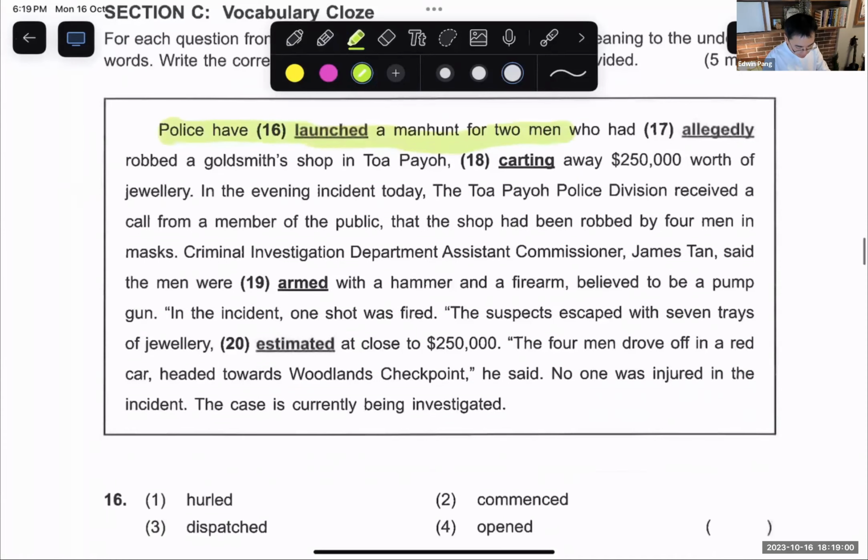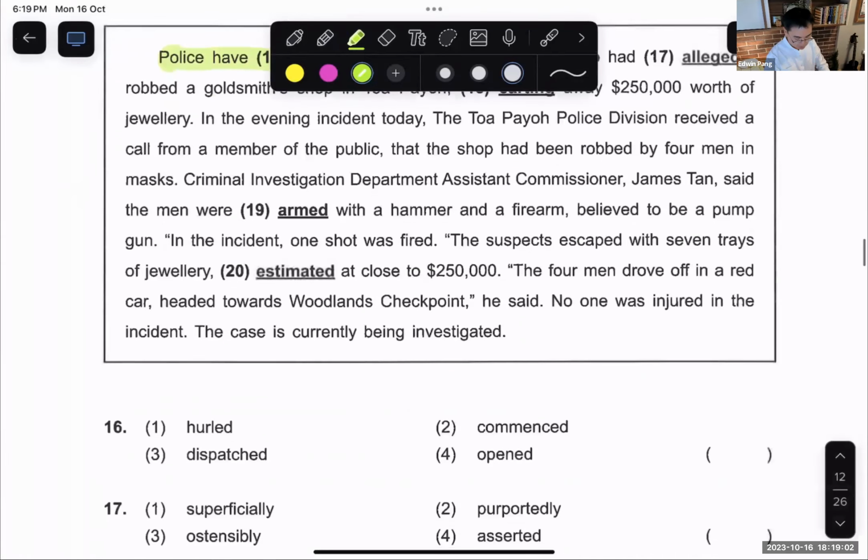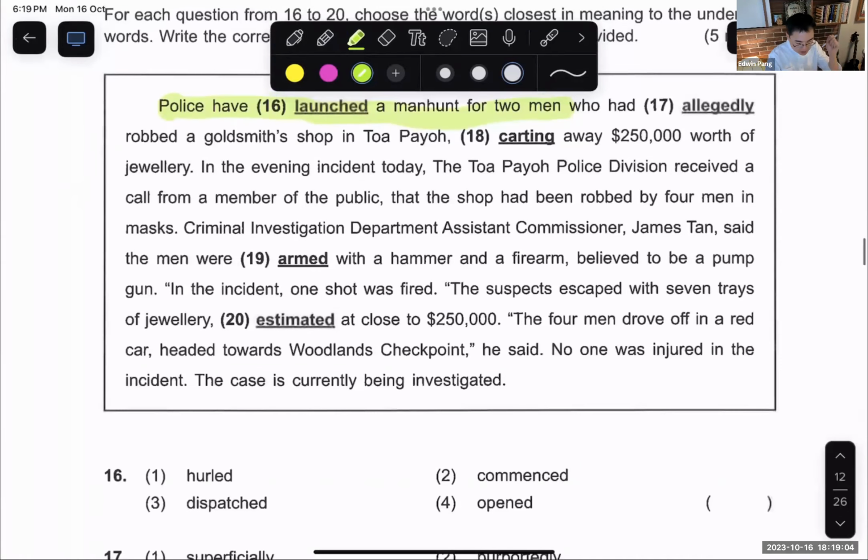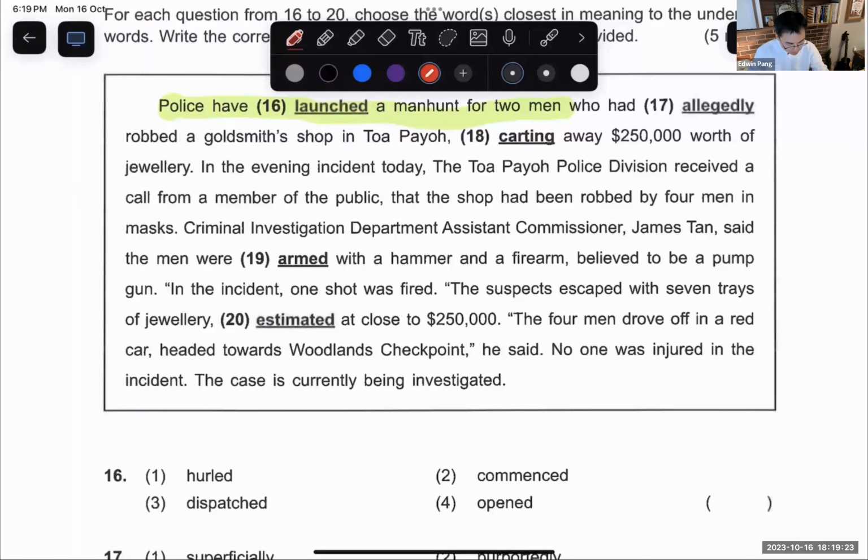So police have launched. Police have held a manhunt. Police have commenced the manhunt. Police have dispatched the manhunt. Police have opened the manhunt. Which one sounds the best? You see, I have some twos and some threes. Kanish is doing a very strong 2. Duncan is doing a strong 2. Yuan is doing a strong 3. Dia is doing a strong 2. Genevieve is doing a strong 3. Clara is doing a 3. 2 or 3. So, is it 2 or is it 3? Let's see.